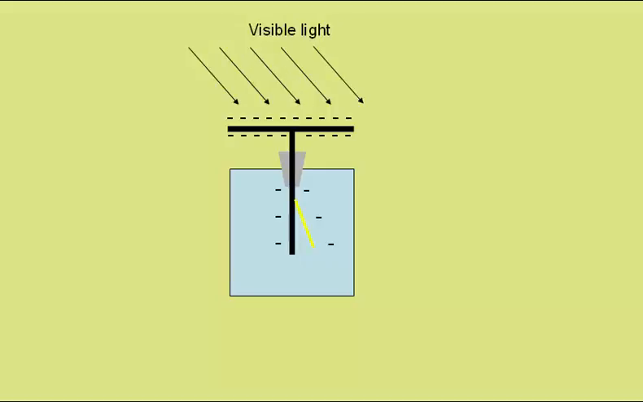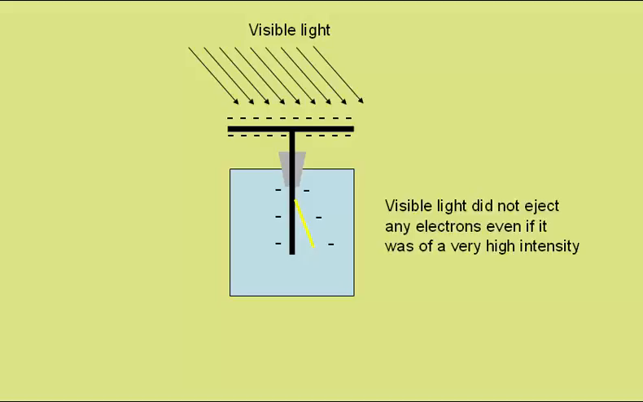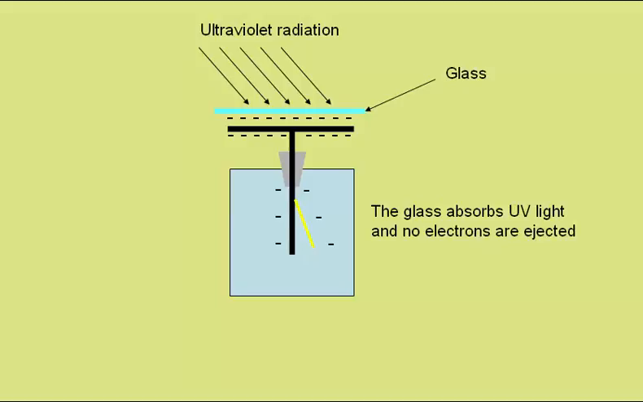If, however, we use visible light, the charge is not lost and the gold leaf stays in its raised position, even if the visible light is of very high intensity. So the visible light is not ejecting any electrons. With a piece of glass in between the zinc plate and the ultraviolet radiation, no electrons are ejected. The glass will absorb the ultraviolet light.